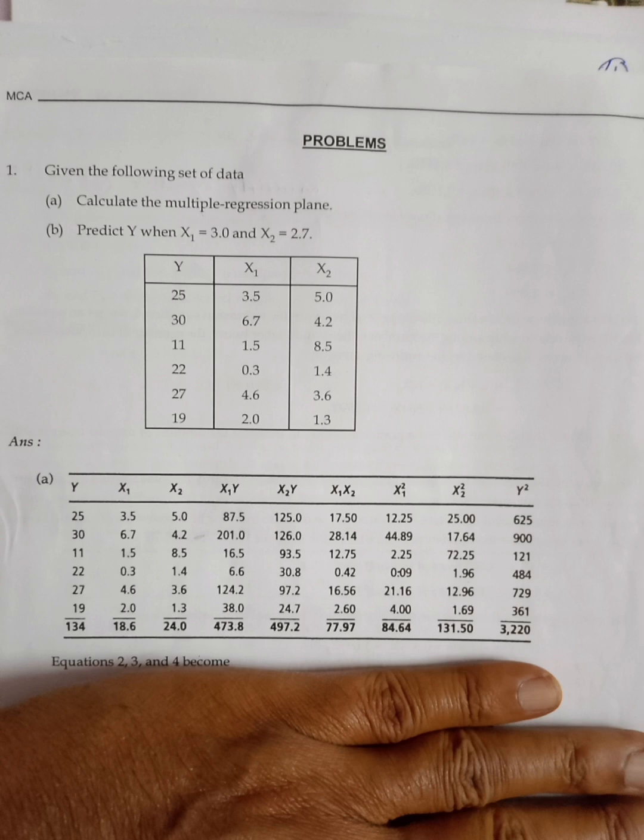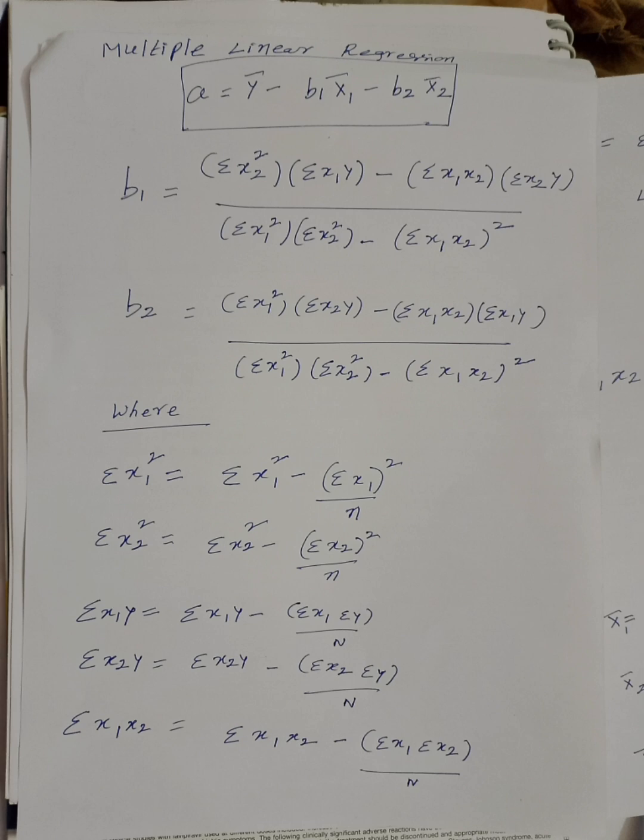What you have to do is make a table with these columns. Y, x1, x2 are given. You have to find out x1y, x2y, x1 square, x2 square, y square, likewise. A table you need to make. Use a calculator to do these calculations, my dear students.